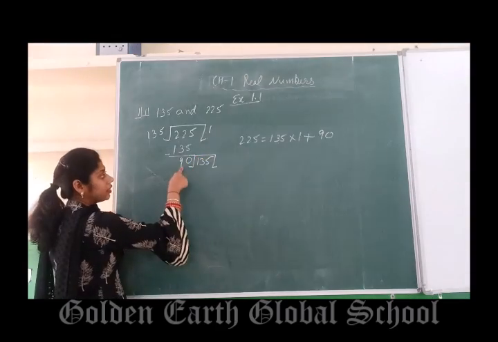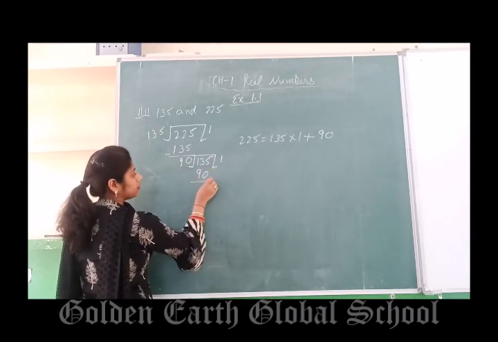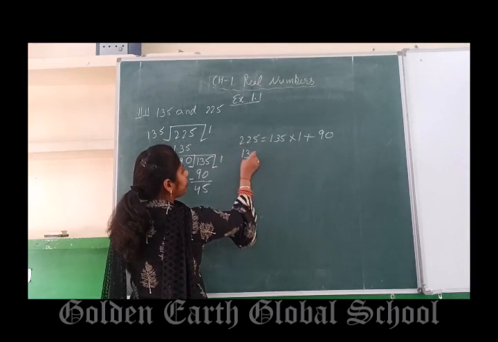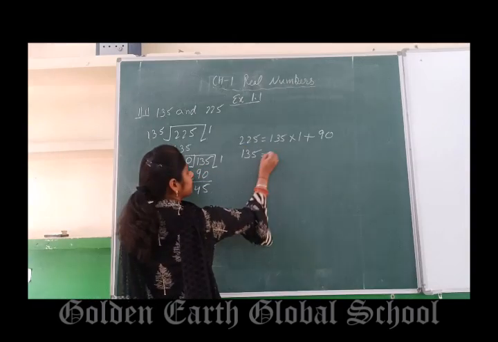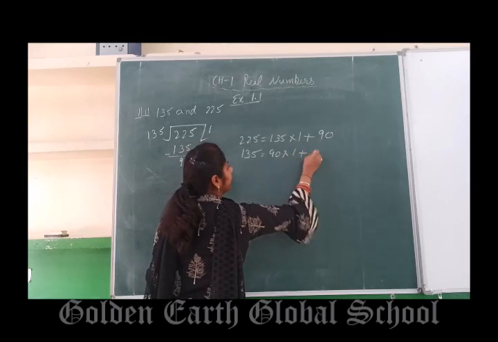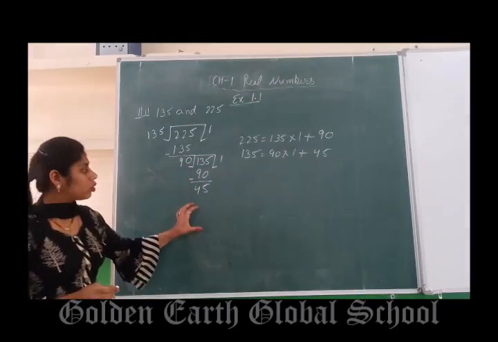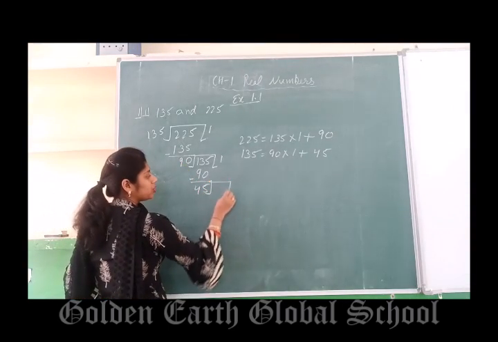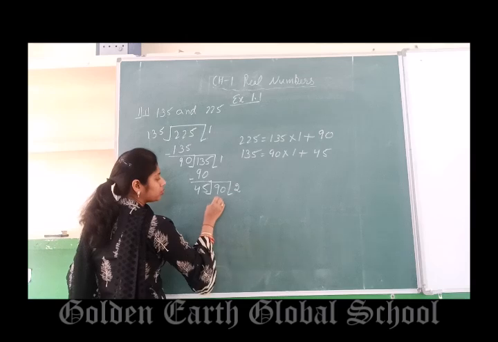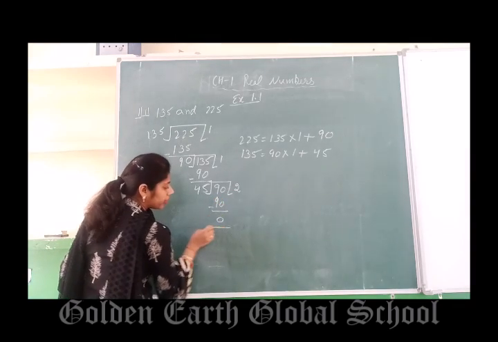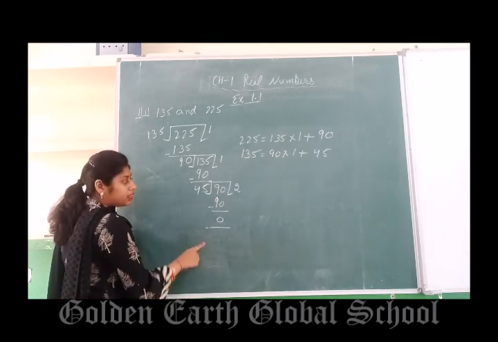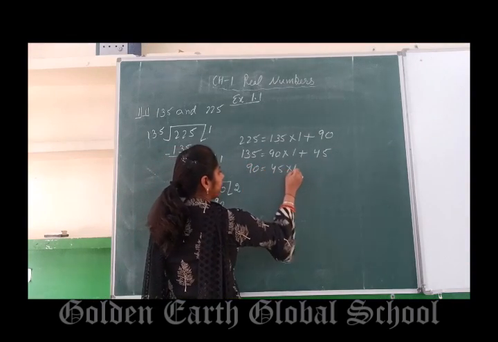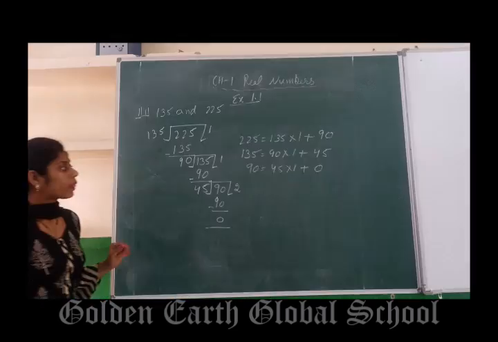Now again divide. 90 ones are 90. Now the remainder is 45. Again write it down. Now your dividend is 135, divisor is 90, quotient is 1 and remainder is 45. This process will go on until we get remainder 0. Again 90 is your dividend, 45 twos are 90. Now we get remainder 0. So our process will stop here. Again 90 equals 45 into 2 plus 0. So this is your process.